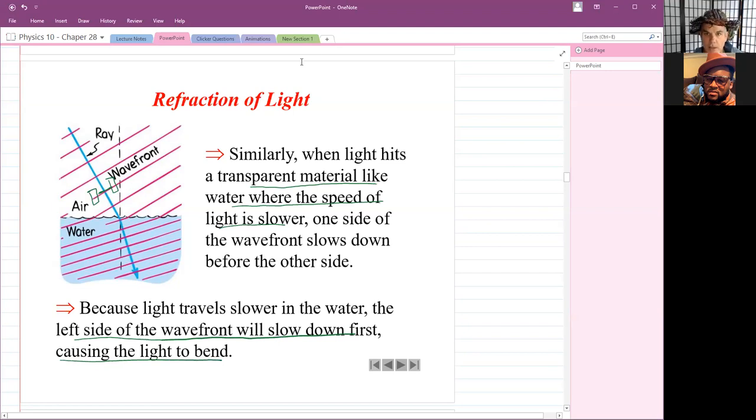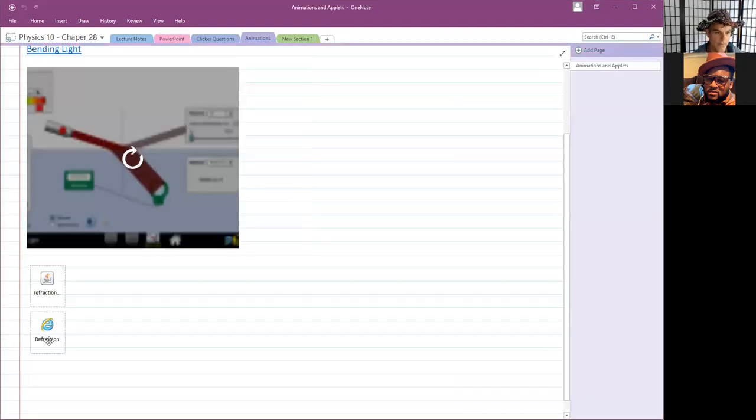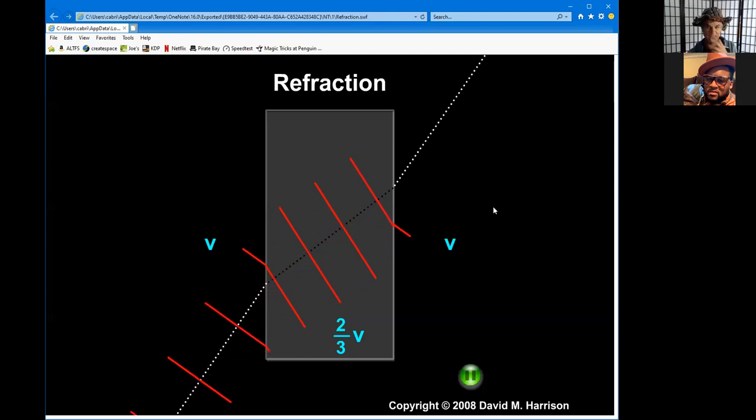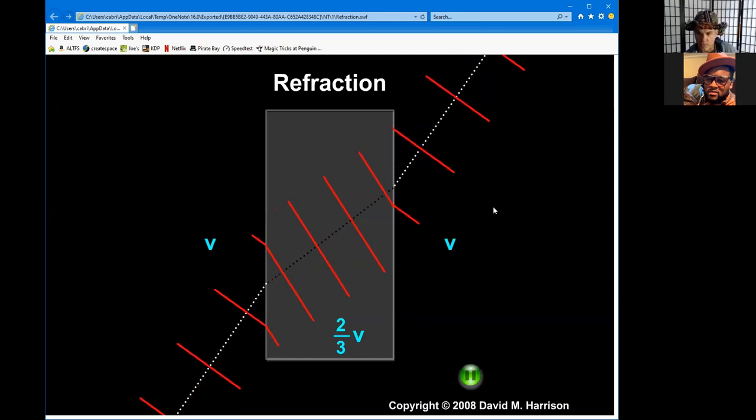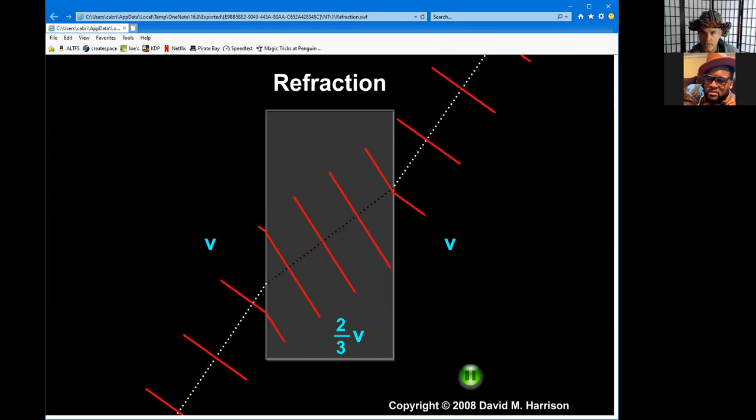And I have a little animation to show you dealing with that. Can I do that? Oh, no, hold on, animations, refraction. Will you open up? Allow blocked content. Okay. New share. So here's an example of refraction happening. So I think this will reset in a second and you can see it.